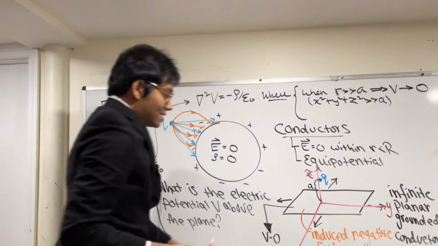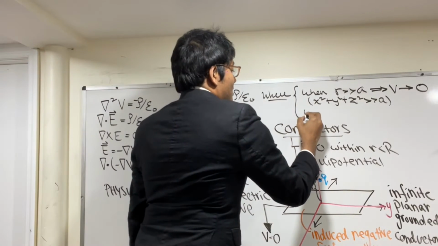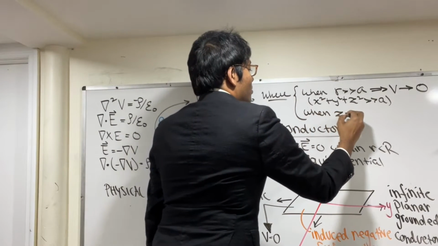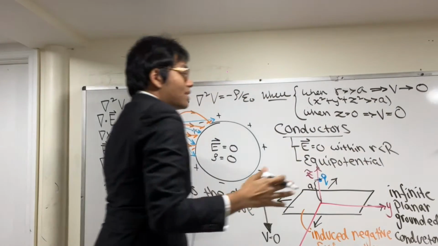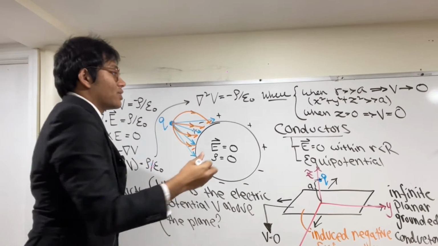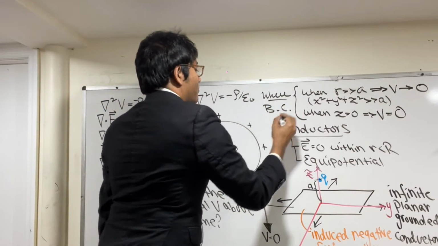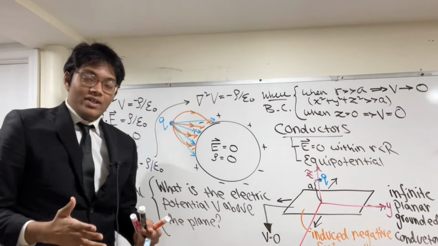And secondly, because this infinite planar conductor is grounded, we expect that when z equals 0, the electric potential should equal 0. Not approximately 0, just equal to 0. So these are the boundary conditions for this problem. So we have Poisson's equation satisfying these boundary conditions. How can we extract V?